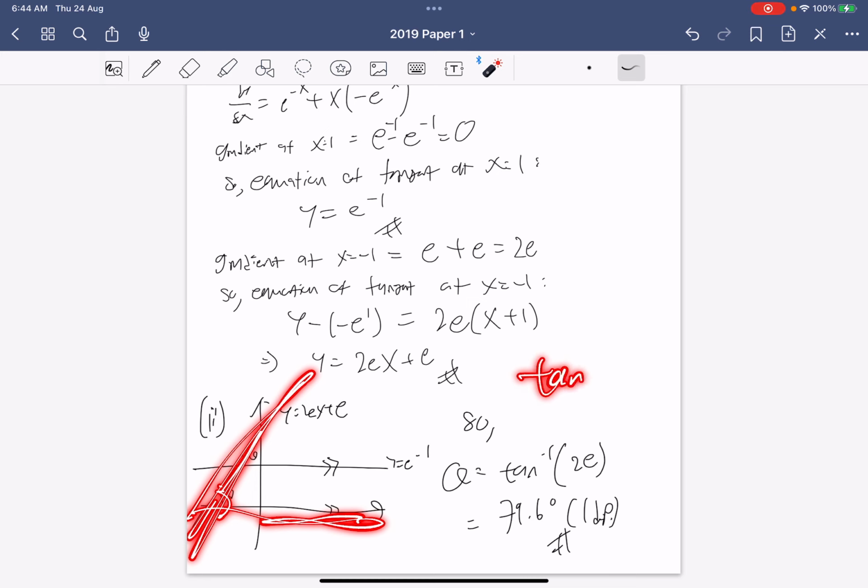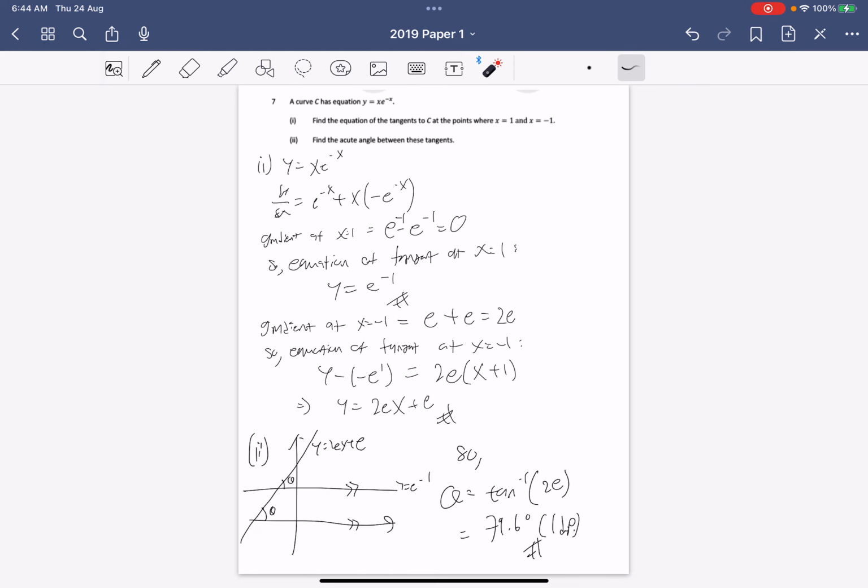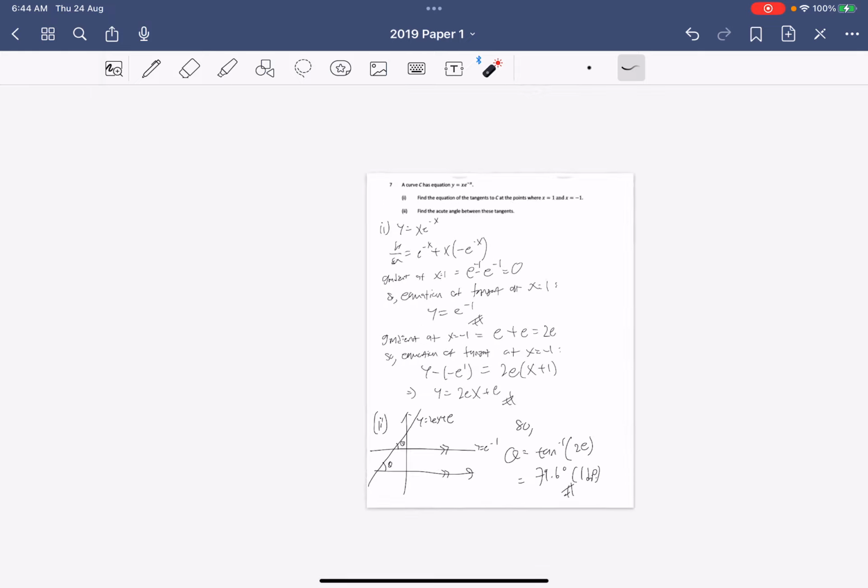And we know tangent theta must equal the gradient of the line, and the gradient of the line is 2e. So theta is just tangent inverse 2e, which will be 79.6 degrees to 1 dp. Or you can do it in radians, then you just leave it in 3SF. Whichever you're comfortable with.